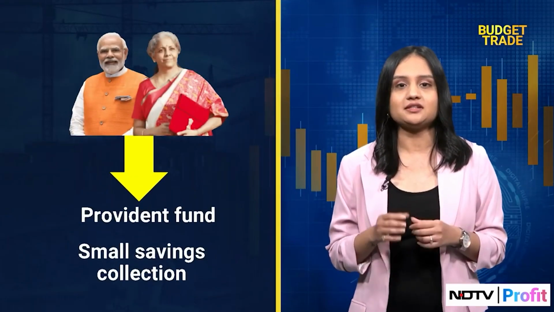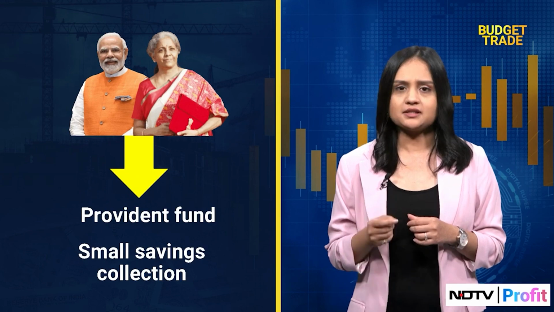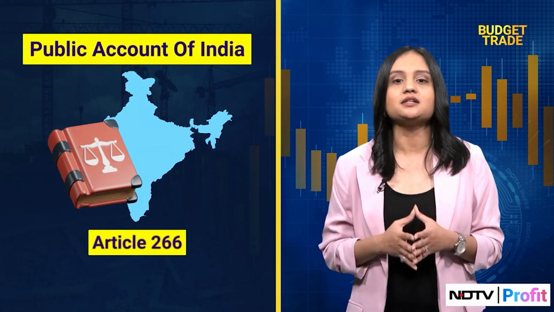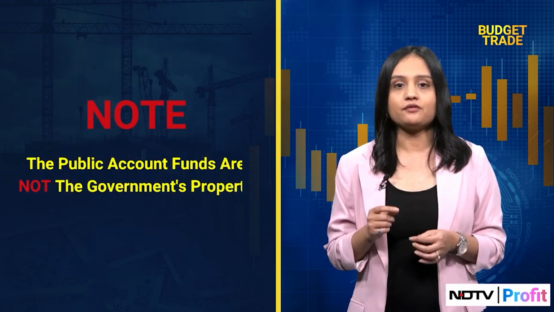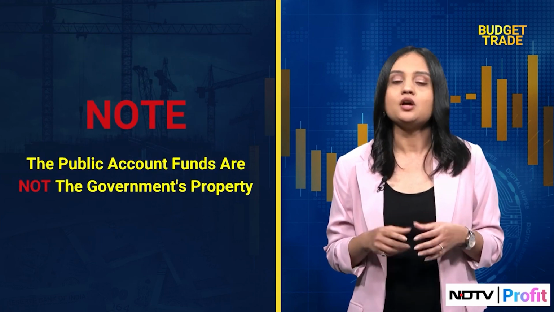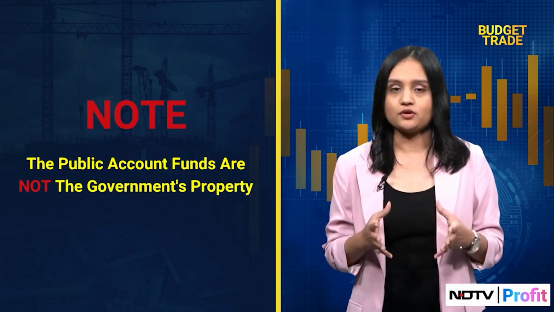The next word is public account. The government acts as a banker for transactions relating to provident funds, small saving collections, etc. The Public Account of India was set up by Article 266 of the Indian Constitution. The public account funds are not the government's property and have to be paid back to the people or the organization who have deposited with them.